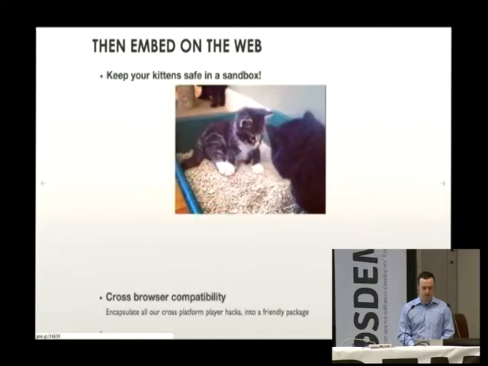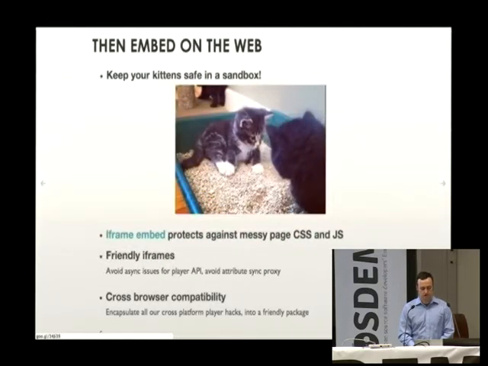So embedding on the web, you want to put it all into an iframe. This helps you sandbox your HTML and CSS and JavaScript, so that you don't have to deal with the on-page CSS or JavaScript messing up your player. We use something called a friendly iframe or a same domain iframe, which enables us to inject the content directly, and we'll look at how that works in a second. And it avoids some of the asynchronous API issues with post-message.